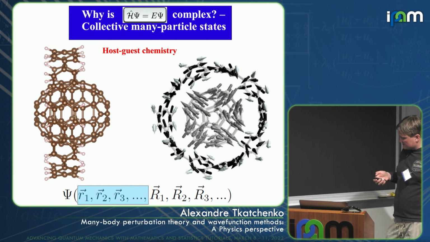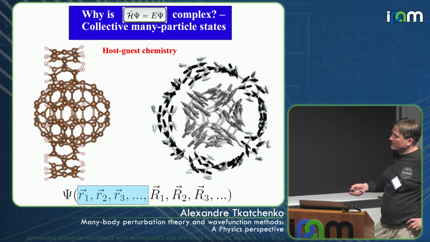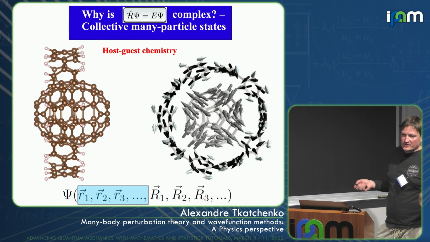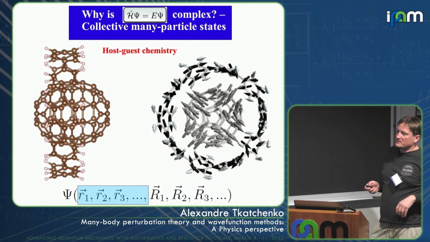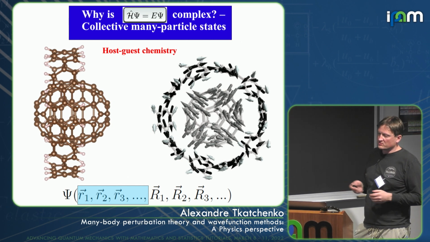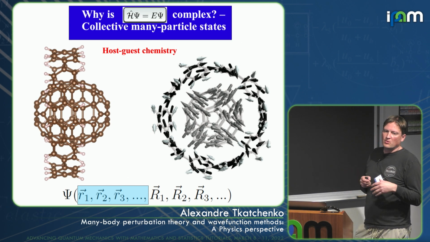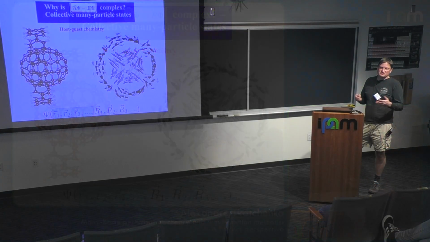So why the solution of a Schrodinger equation is complex, and why understanding the solution is complex, is illustrated here. What I'm showing here is a supramolecular system. It's a complex consisting of a fullerene molecule embedded in a ring molecule, a so-called cycloparaphenylene ring, and they interact. You can compute the interaction wave function. In this case, I'm using a model of coupled quantum harmonic oscillators, and I'm diagonalizing this Hamiltonian, and I get a normal mode representation that represents the interaction between the two molecules.